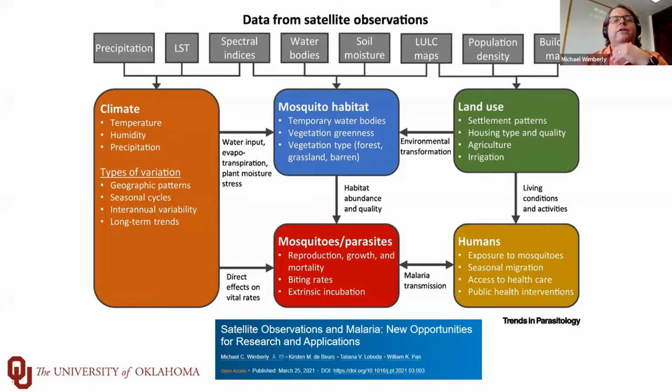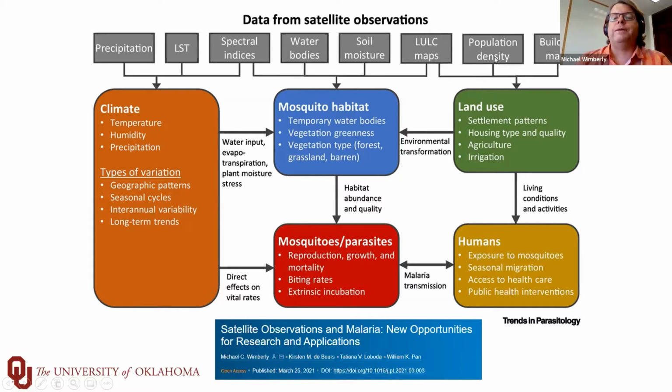If you look at the top, these are some of the things that we can detect from satellites: precipitation, land surface temperature, things like greenness indices, water bodies, soil moisture. Here we have land use and land cover maps, and I just showed you some examples of those. Sometimes we map things like population density, or we may try to map individual buildings or building density. And these measurements can tell us about a variety of phenomena, like climate, for example.